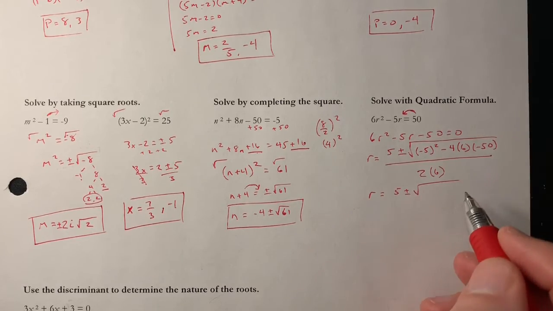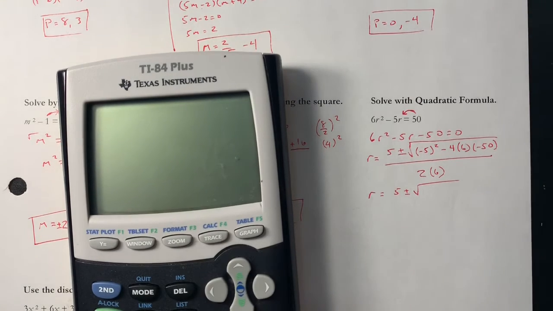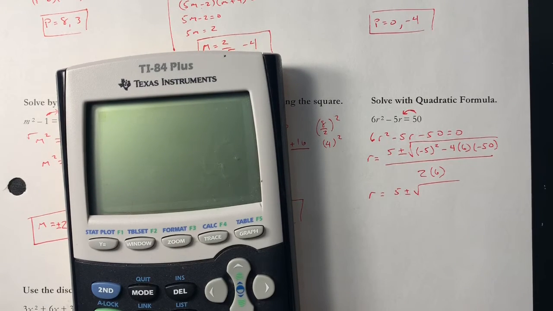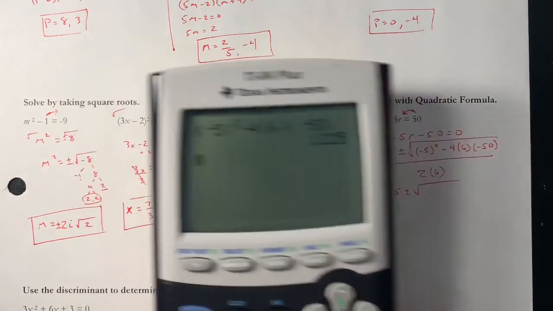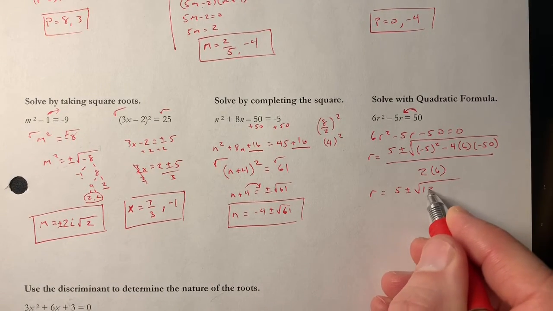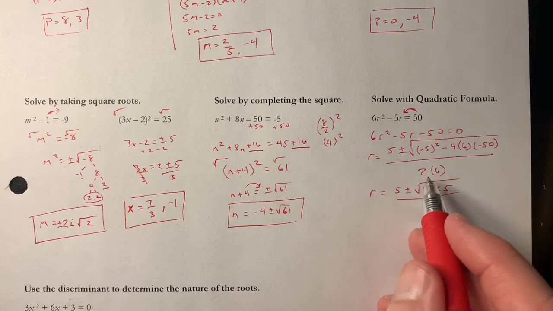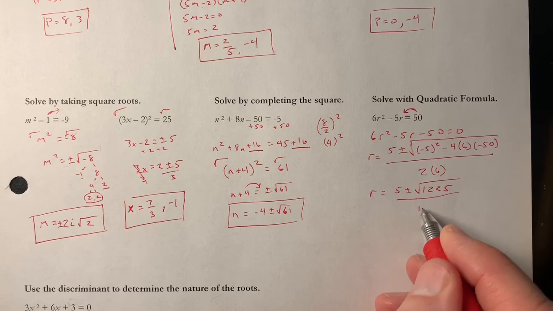So I need to find out what goes under that square root. So I'm going to bring the calculator over, and we've got negative 5 squared minus 4 times 6 times negative 50. So underneath that radical is 1,225. Okay, and that is all over 2 times 6, which is 12.